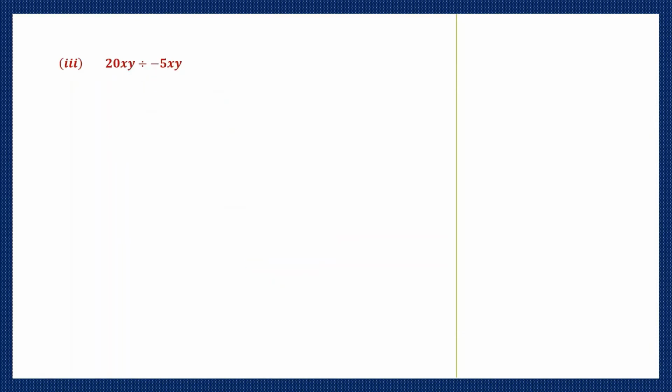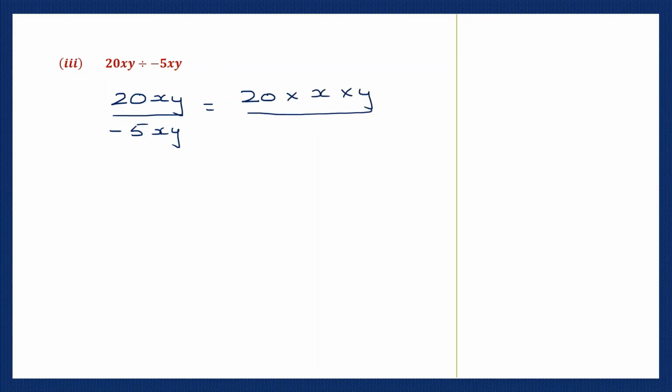Next question, 20xy divided by minus 5xy. So let's write that down, 20xy divided by minus 5xy. Let's be careful with the signs now. So 20 into x into y divided by minus 5 into x into y. Again we're going to cancel and then use the exponent law also. So first let me give this a sign.